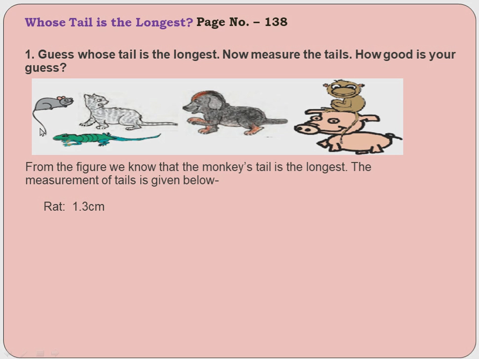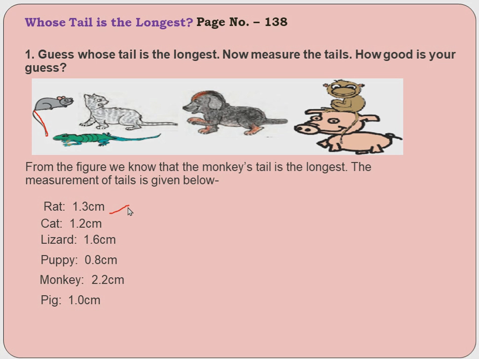Rat is 1.3 centimeters. How will you get this? By keeping the scale. You will take a scale and measure it from here to here. Then you got it as 1.3 centimeters. Cat 1.2 centimeters. Lizard 1.6 centimeters. Puppy 0.8 centimeters. Monkey 2.2 centimeters. Pig 1 centimeter.